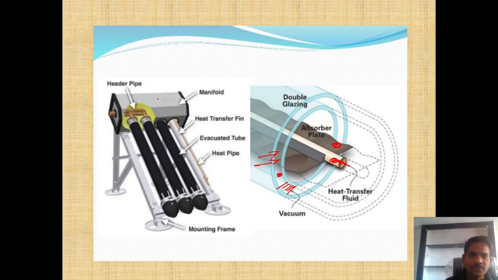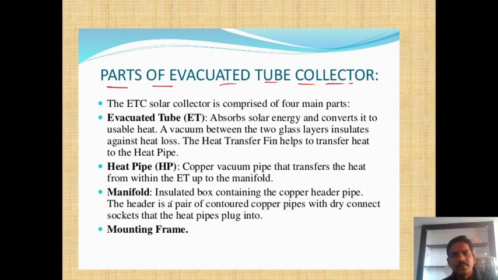These are the components: header pipe, manifold, heat transfer fin, evacuated tube, heat pipe, and this is the mounting frame. So look here, parts of the evacuated tube collector. Evacuated tube collector means it absorbs the solar energy and converts it into useful heat. A vacuum between the two glass layers insulates against heat loss, right?